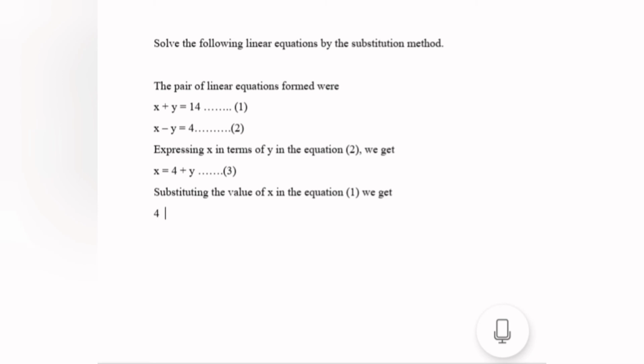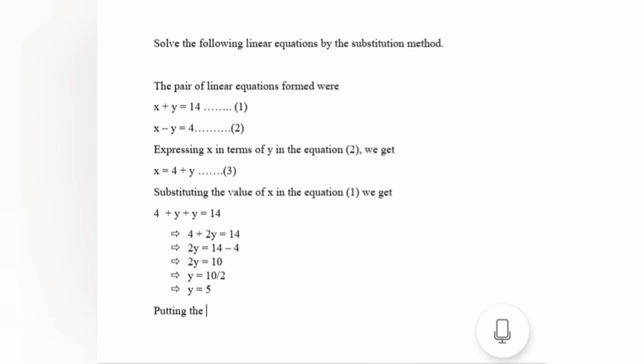4 plus y equal to 14. This implies 4 plus 2y equal to 14. This implies 2y equal to 14 minus 4. Hence 2y equal to 10. y equal to 10 by 2, that is y equal to 5.